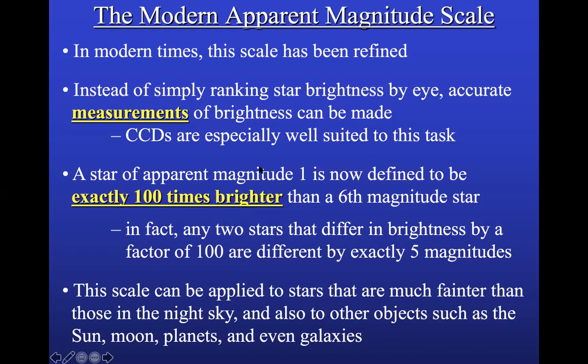So this same scale can be applied to other objects like galaxies and planets as well. The idea is that it is possible to apply this to much fainter objects than what you see up in the night sky under this particular method, right? So that is the advantage.